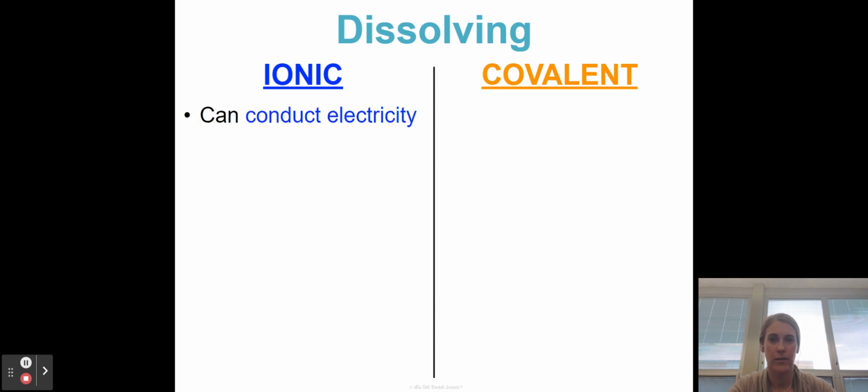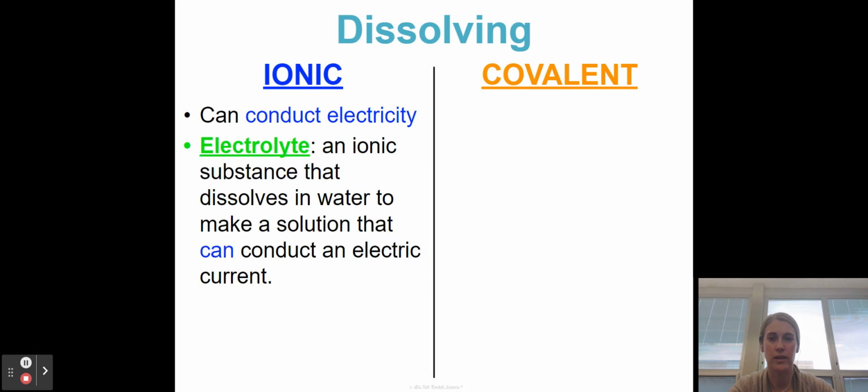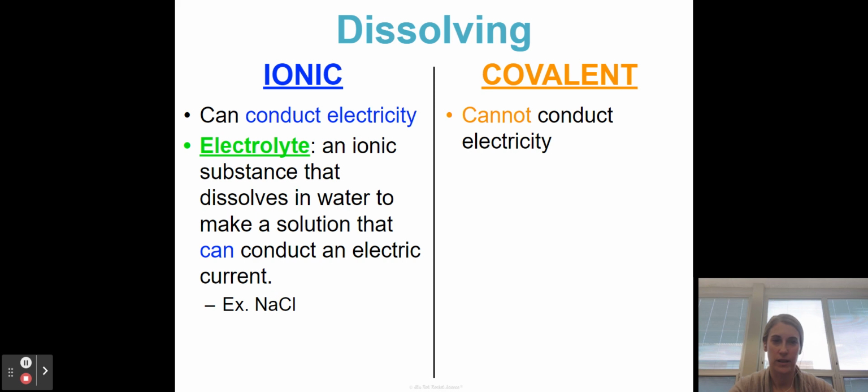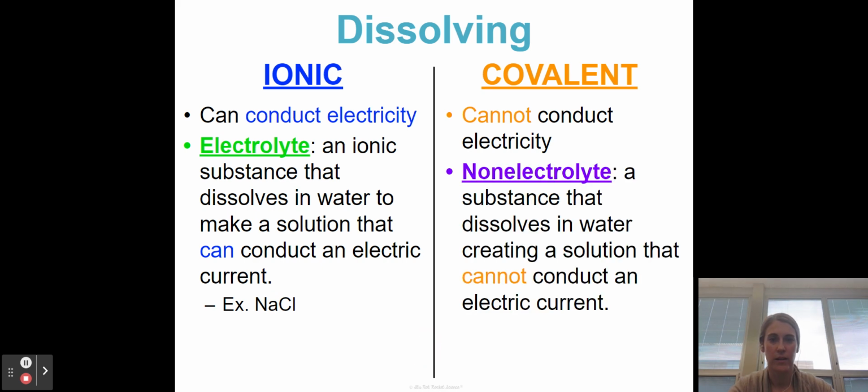As far as other properties, remember ionic can conduct electricity. An electrolyte is an ionic substance that dissolves in water to make a solution that can conduct an electric current. So electrolytes conduct electric currents, for example, sodium chloride. Now covalent cannot conduct electricity. This is a little review from last unit. A non-electrolyte is just the opposite. It dissolves in water, creating a solution that cannot conduct an electric current. An example would be sugar. So anything molecular or covalent.